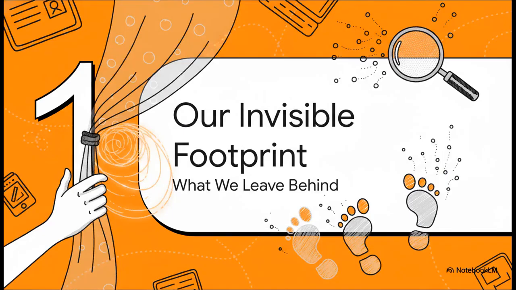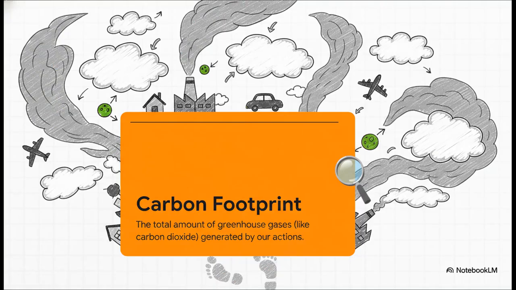Okay, so let's pull back the curtain on this invisible trace. What exactly is it, and how are we creating it, maybe without even realizing it? This invisible trace actually has a name. It's called a carbon footprint. And to put it simply, it's the total amount of greenhouse gases, like carbon dioxide, CO2, that get released into the air because of the things we do. It's basically the scientific name for our smoke shadow.